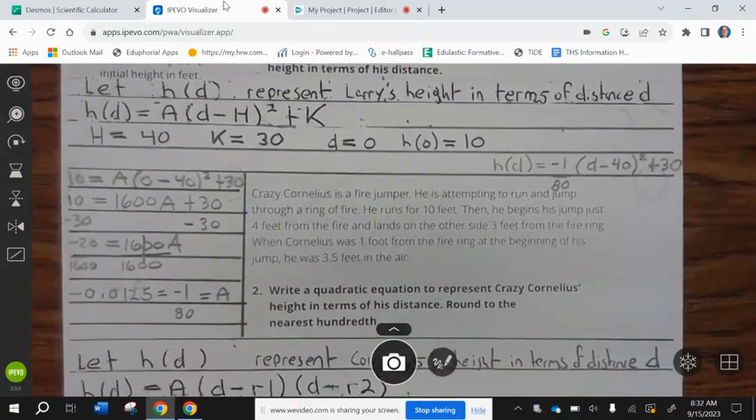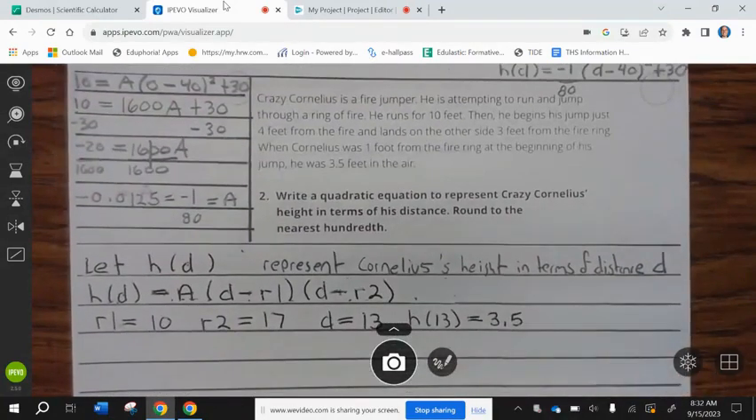All right, let's take a look at number 2. Crazy Cornelius is a fire jumper. He is attempting to run and jump through a ring of fire. He runs for 10 feet. Then he begins his jump just 4 feet from the fire and lands on the other side 3 feet from the fire ring. When Cornelius was 1 foot from the fire ring at the beginning of his jump, he was 3.5 feet in the air.